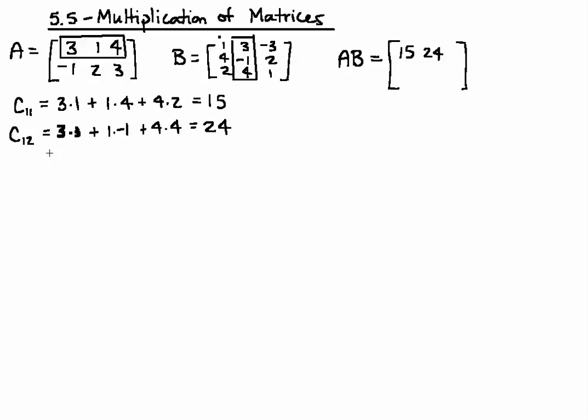And then we're going to do the same thing using the first row, and this time the third column. So C13 is 3 times -3, plus 1 times 2, plus 4 times 1. So we have -9 plus 2, which is -7. -7 plus 4 is -3, which is our third entry in the first row.